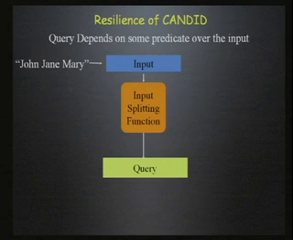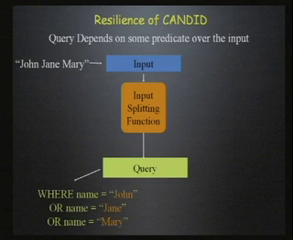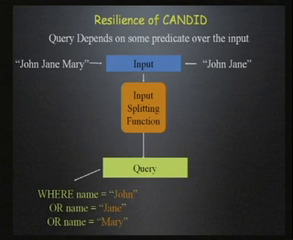So let's look at another situation where the query depends on some predicate over the input. Let's say the input is John, Jane, Mary, and what the application does is count the number of words in the input and construct a query based on the number of words, like a natural language search, for instance. Now the query, I'm only showing the where clause here, is where name equals John, name equals Jane, or name equals Mary. Right? So let's look at what CANDID does.